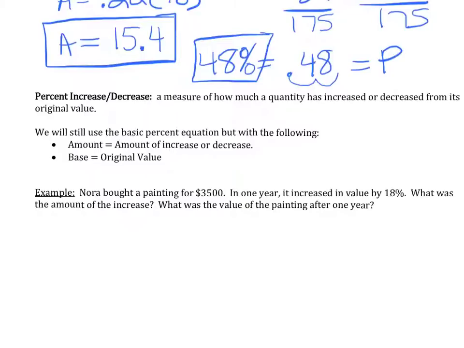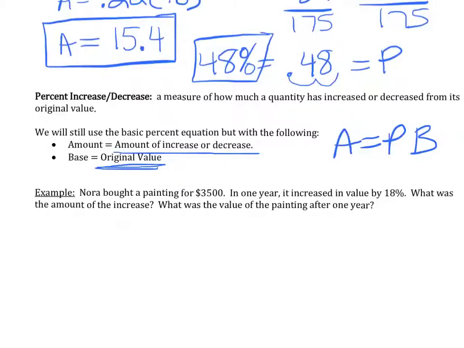We're still going to use the same basic percent equation that we were using before: A equals P times B. But the difference here is that our amount is going to be the amount of increase or decrease in value of the certain thing, and our base is going to be our original value.